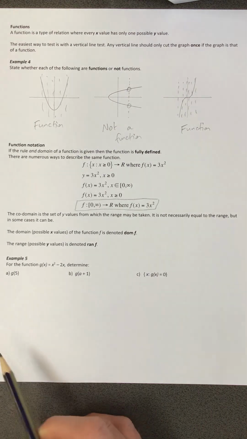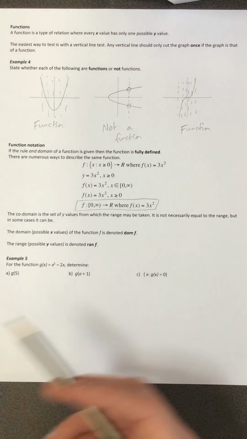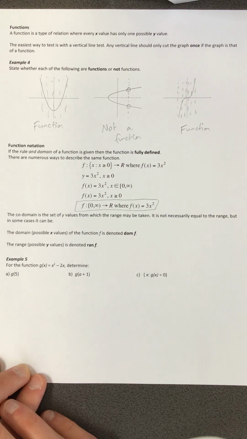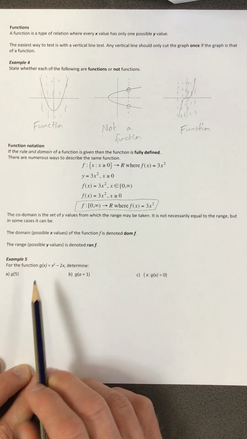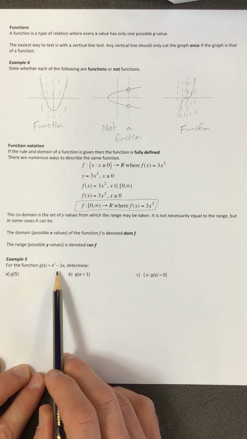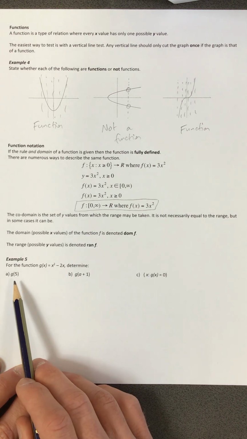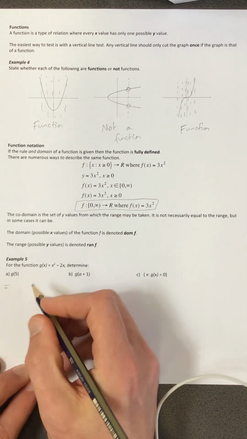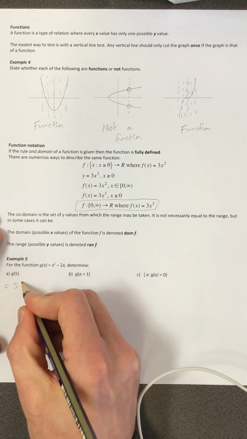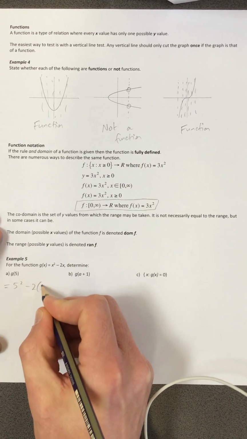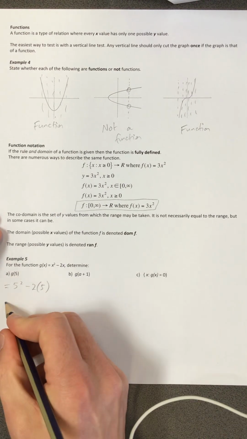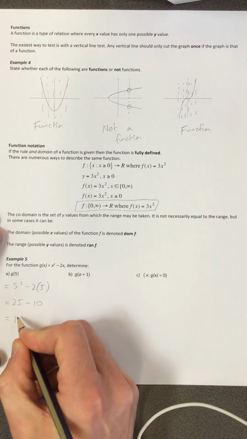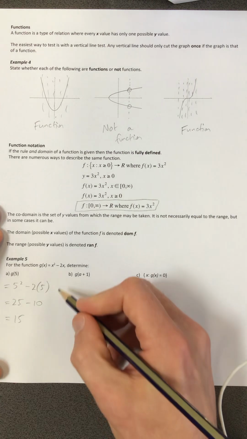One of the reasons function notation is useful is because it allows us to easily sub things into the function without having to write statements like when x equals 5, what does y equal? So for the function g of x equals x squared minus 2x, determine g of 5. That just means replace x with 5. In other words, sub x equals 5 into the function and see what happens. So we will get 5 squared minus 2 times 5, which of course is 25, take away 10, which is 15.